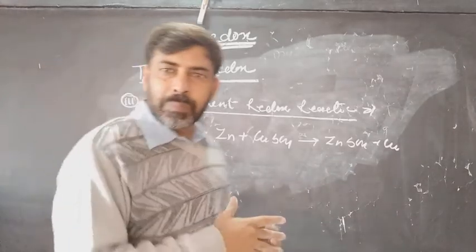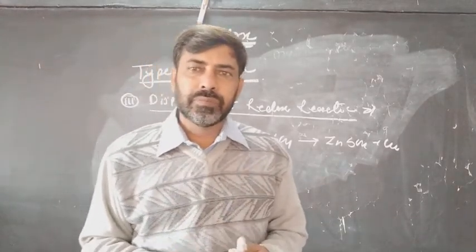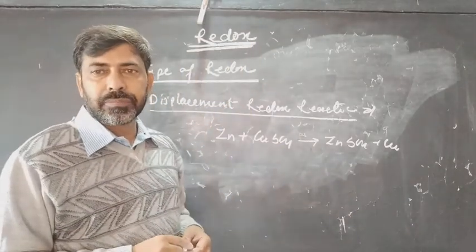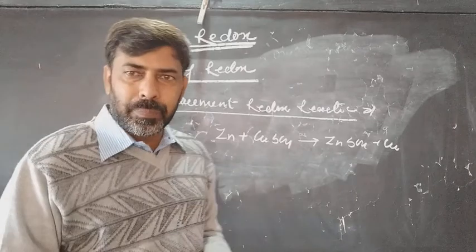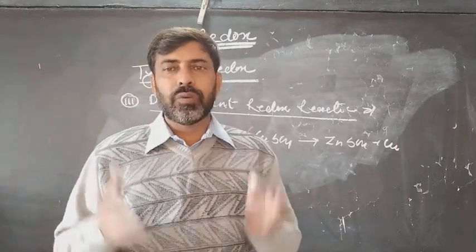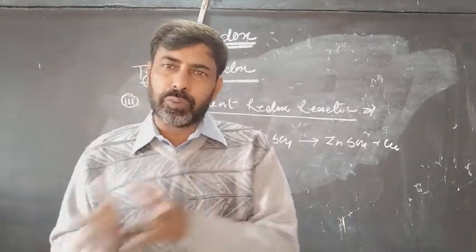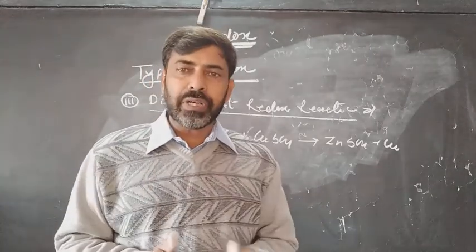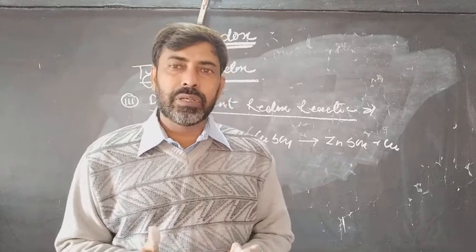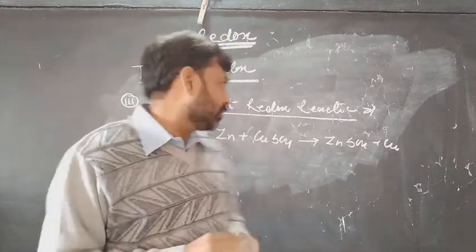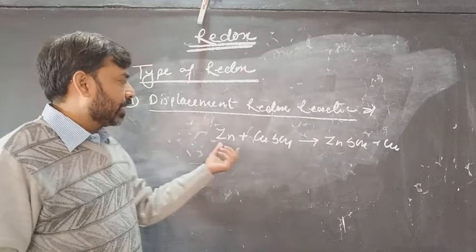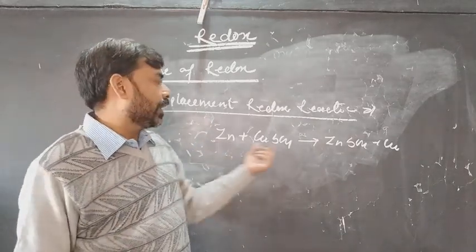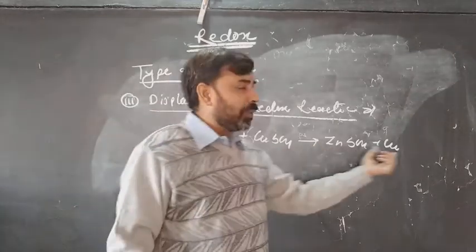The next type of redox reaction is the displacement redox reaction. You have already studied the displacement reaction. What is a displacement reaction? When one of the species displaces from one position to another position, that is called a displacement reaction. And if a displacement reaction is a redox reaction, that will be called the displacement redox reaction. So see here, this is one of the best examples of a displacement reaction. Zinc is reacting with copper sulfate, giving zinc sulfate and copper.